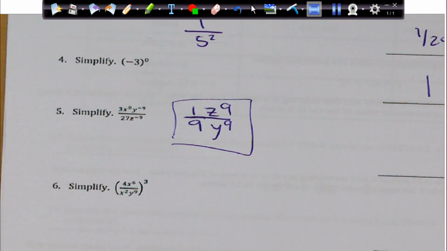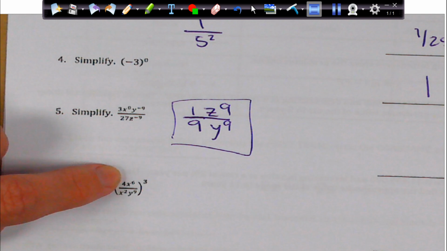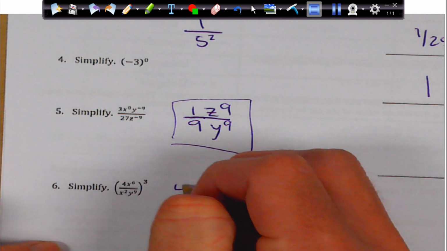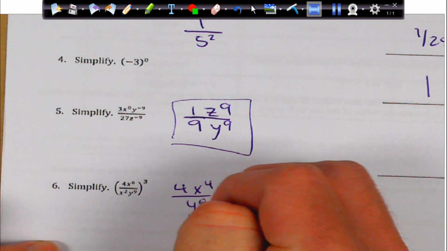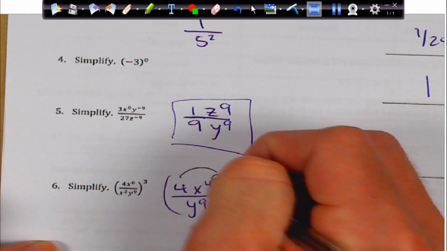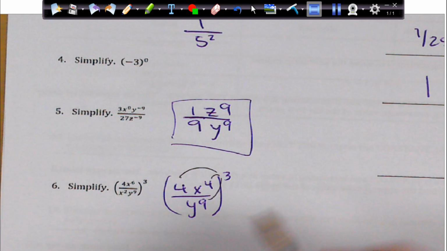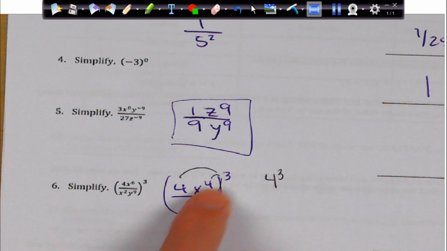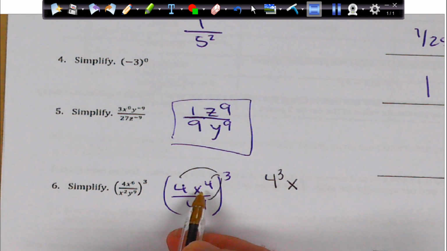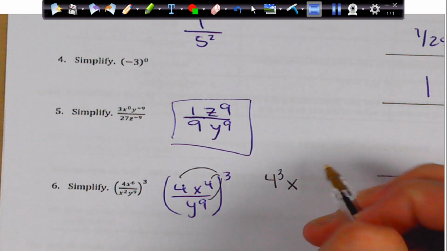Number 6, again, I would like to simplify the inside first and then utilize the exponents, so parentheses before exponents. The 4 won't reduce, but the x to the 6 and x squared will subtract. So it'll end up being x to the 6 minus 2, which should give me x to the 4th, and y to the 9th does not change, but we have the power of 3 on the outside. So this power of 3 has got to distribute to all of my pieces. So 4 will just be written as 4 to the 3rd power. Now a power to a power means I multiply, so x to the 4 times 3 power is going to give me 12.